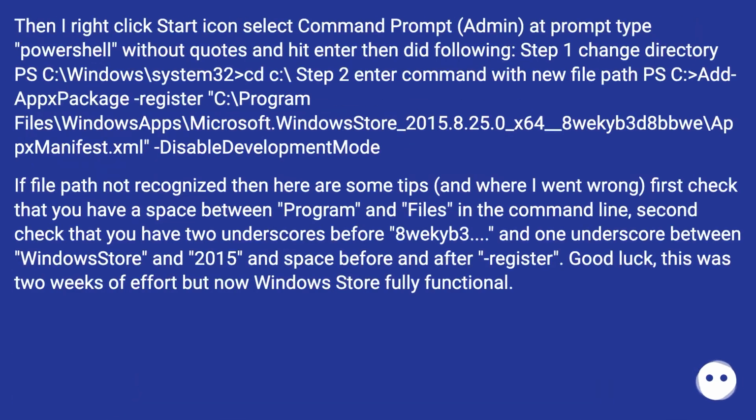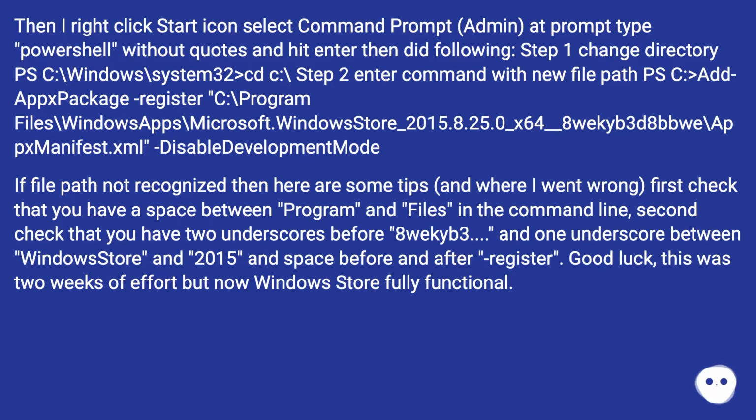Then I right-clicked the Start icon, selected Command Prompt (Admin), typed PowerShell at the prompt without quotes and hit Enter, then did the following. Step 1, change directory to \Windows\System32, cd \. Step 2, enter the command with the new file path: Add-AppxPackage -Register C:\Program Files\WindowsApps\Microsoft.WindowsStore_2015.8.25.0_x64_8wekyb3d8bbwe\AppxManifest.xml -DisableDevelopmentMode.